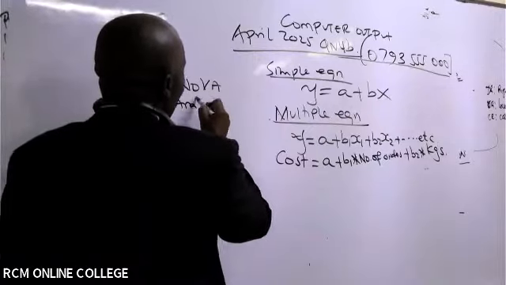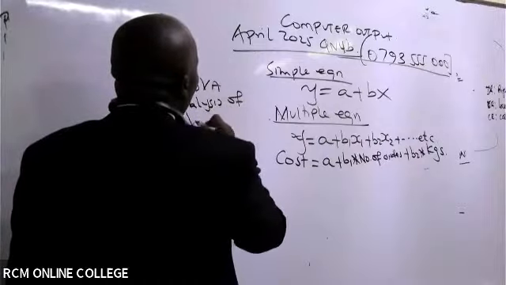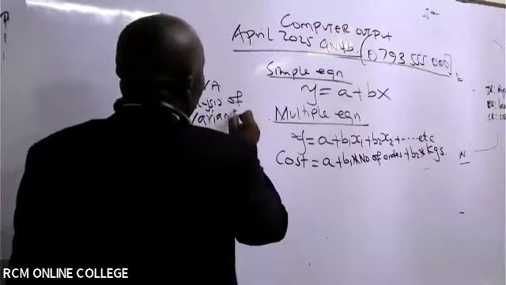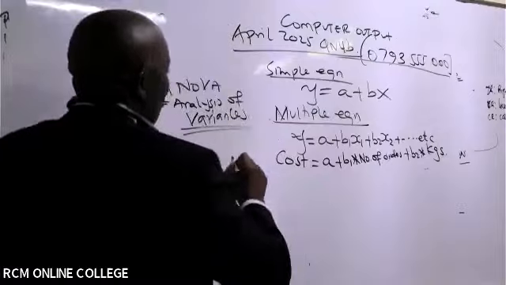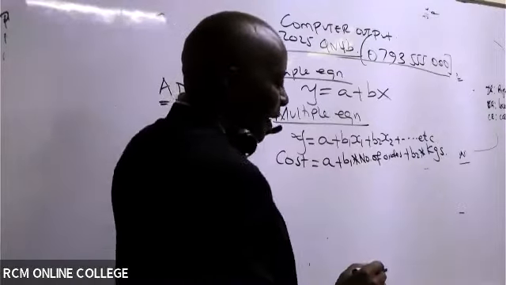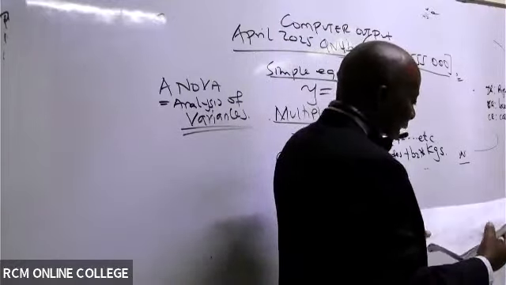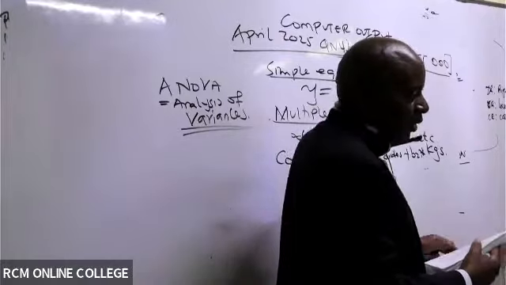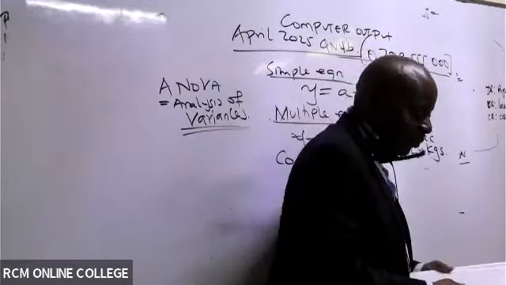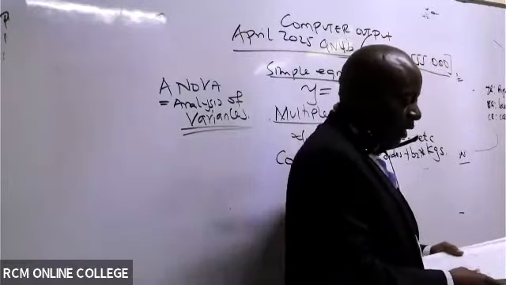ANOVA stands for what here? Analysis of variances. They've given me the second table there, and then we have the last table. So you'll be given three tables normally. In the computer output, they shall give you three tables.